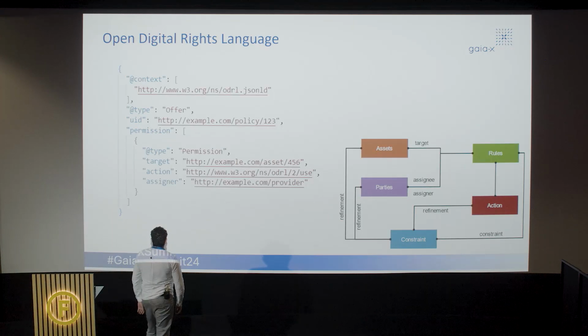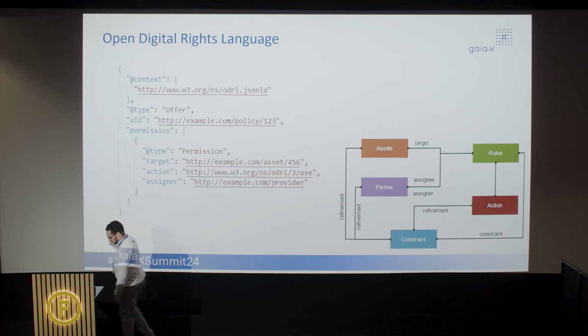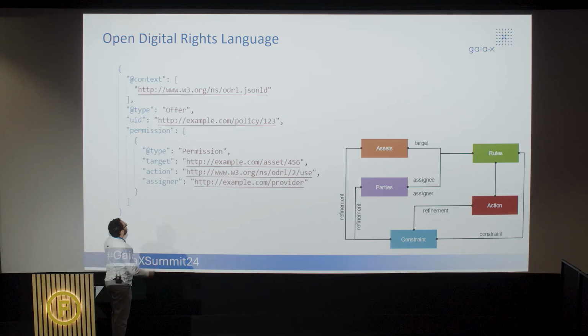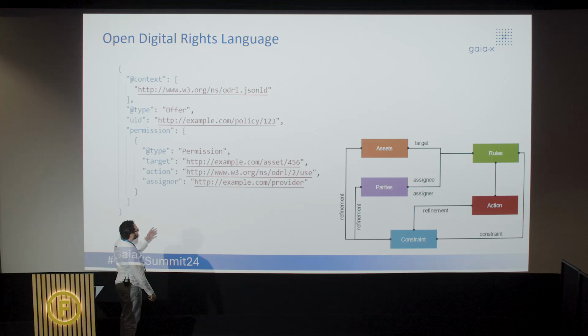First, for example, you have a very simple policy with a permission. The permission has the action use, and you have the target. I hope it's readable. For the IT people, JSON is really familiar, and I think it's the most familiar way to describe something. You can see the target here, asset 456, the action is use, and we have an assigner. The assigner in Gaia-X is the provider. We always have the data provider and the consumer, and it's the provider who sets the policies.